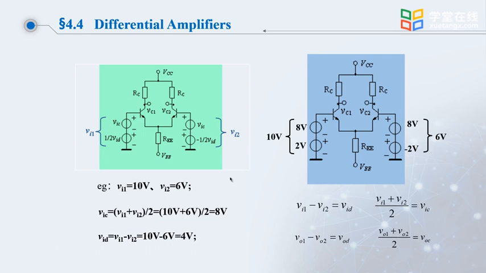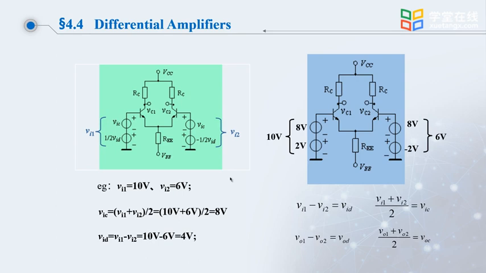For example, Vi1 is equal to 10 volts, Vi2 is equal to 6 volts. Following the previous definition, the common mode signal is equal to the average of the two signals, that is, Vic is equal to 8 volts. The differential mode signal is equal to the difference between the two signals. So, Vid is equal to 10 volts minus 6 volts, which equals 4 volts. Then, the signal on the left can be expressed as the common mode signal plus half the differential mode signal, and the one on the right as the common mode signal minus half Vid.